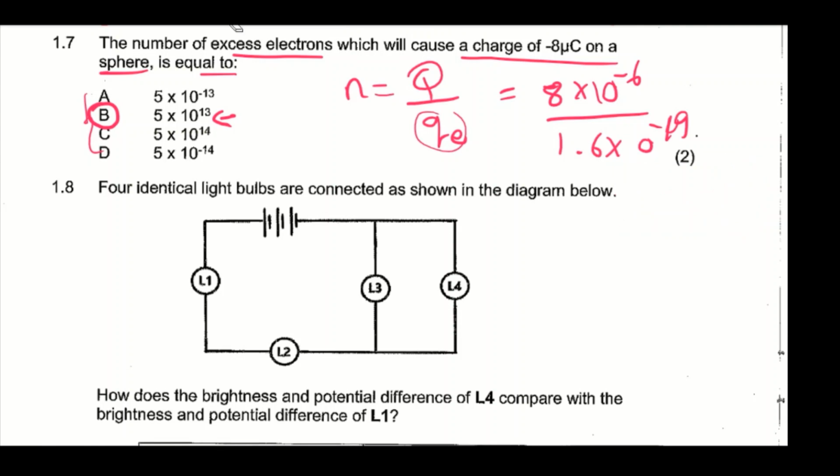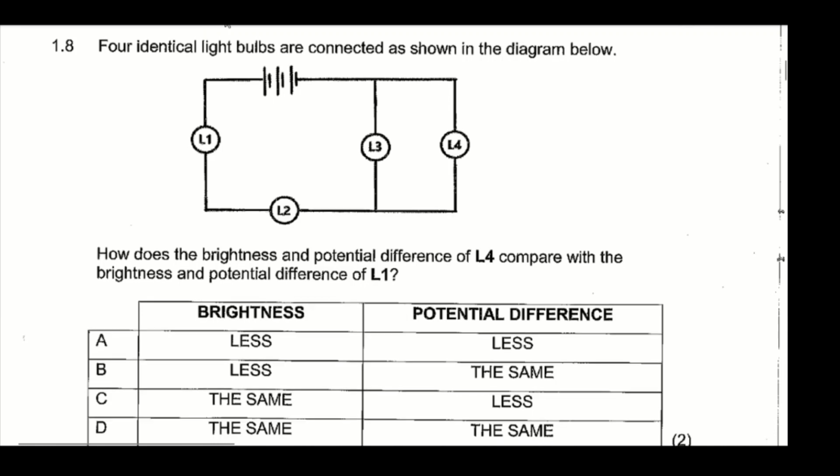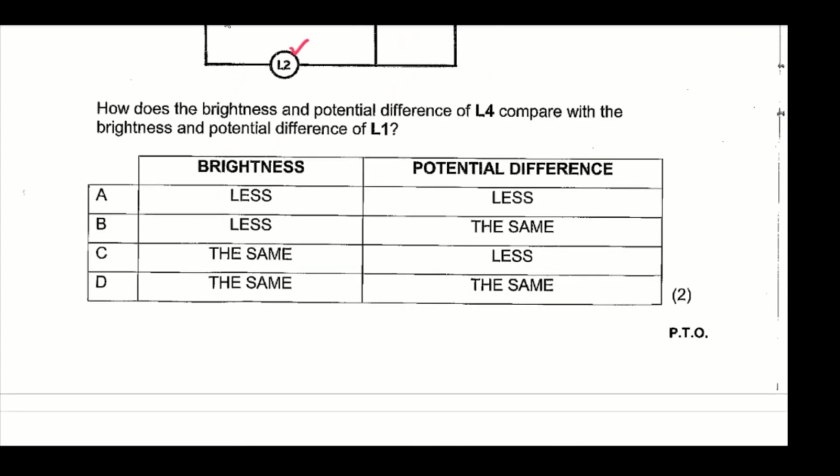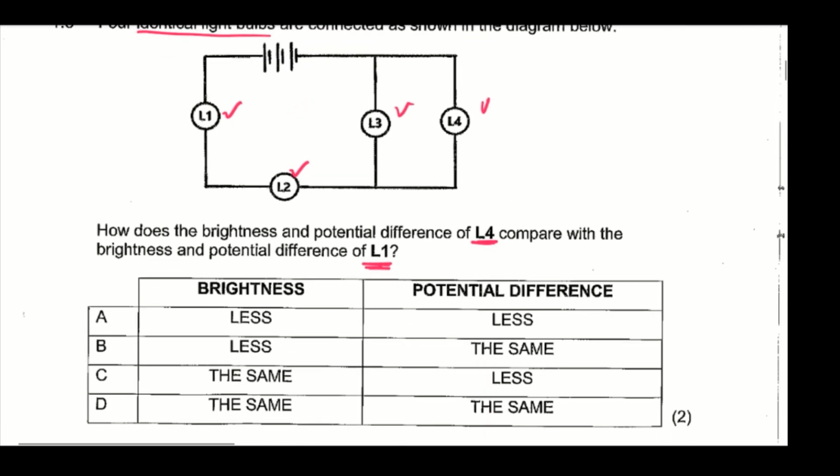Okay, so now we move to 1.8, which says that 4 identical light bulbs are connected, as you can see. So we have 1 light bulb, 2, 3, and 4 light bulbs, right? Then they say, how does the brightness and potential difference of L4 compare with the brightness and potential difference of L1? So what you need to note is this. If we're comparing L4 and L1, right?